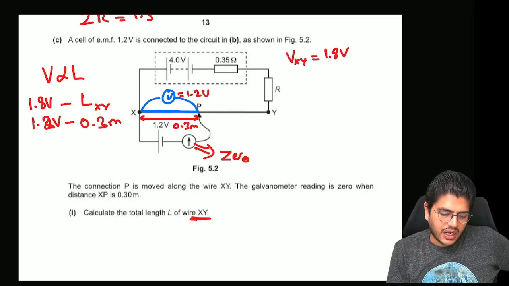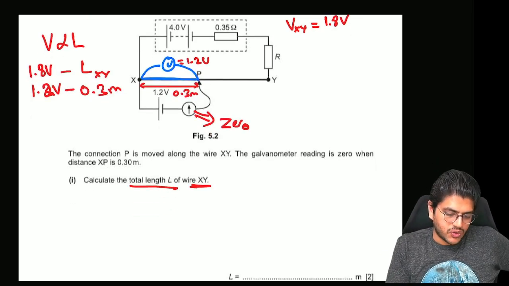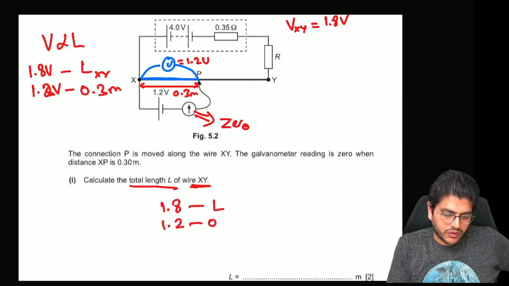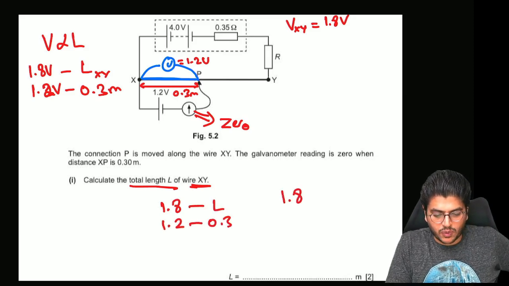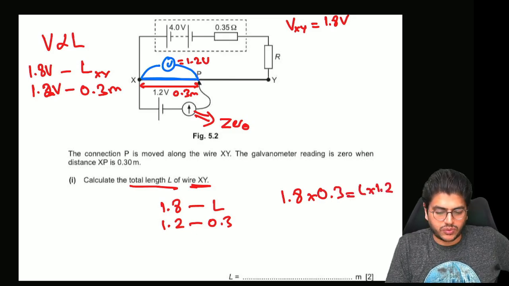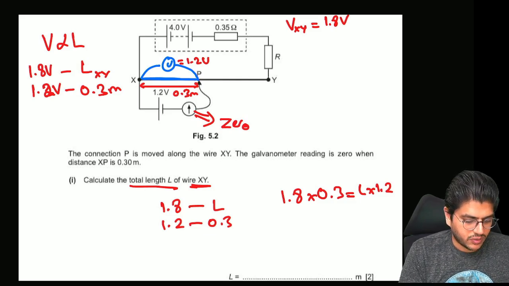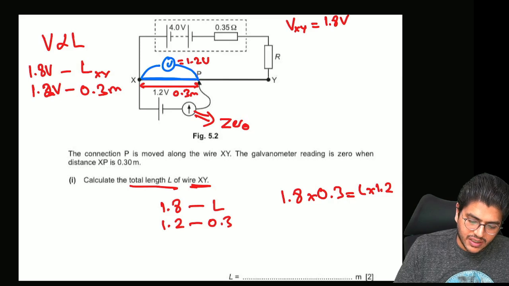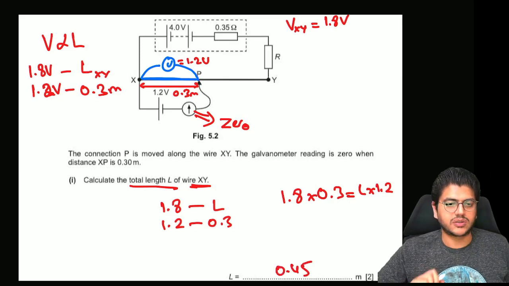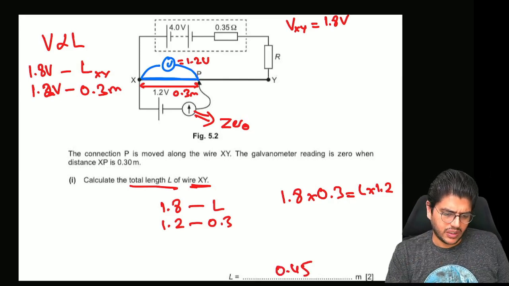Now they're asking to calculate the full length XY. So 1.8 in front of L and 1.2 in front of 0.3, just cross multiply. 1.8 into 0.3 should be equal to L into 1.2. And when you do the math, 1.8 into 0.3 divided by 1.2, you will end up getting the length as 0.45 meters.